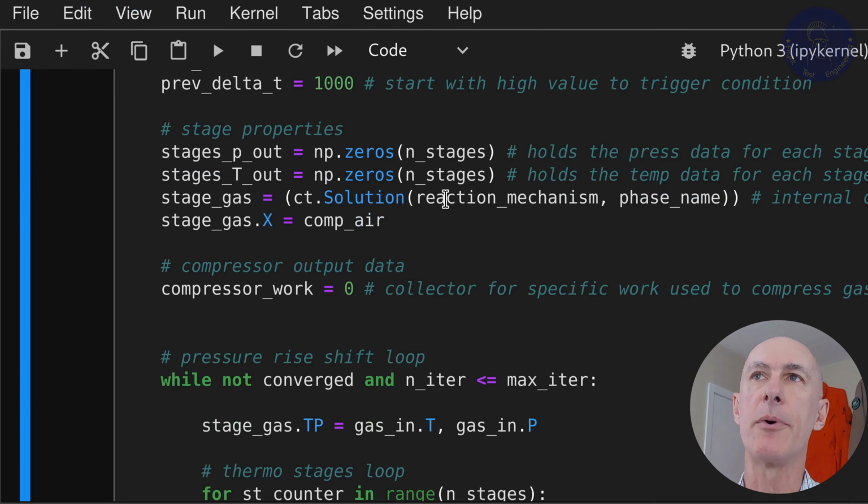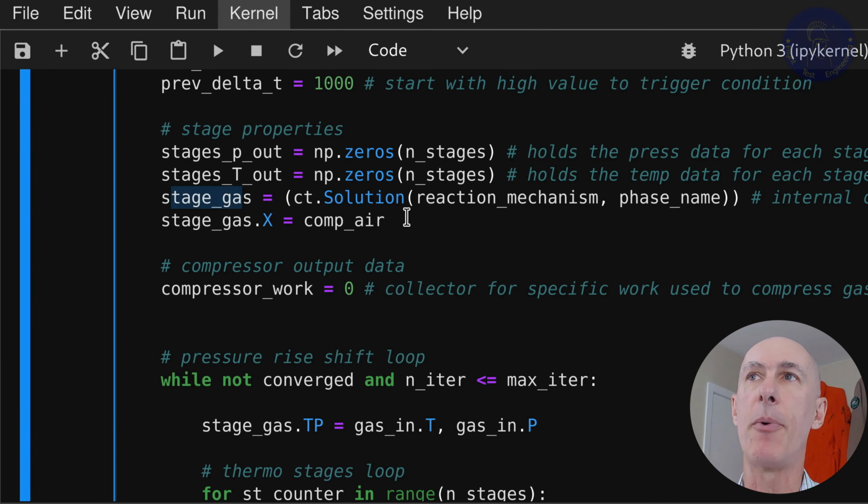For the stage properties, we create two vectors here that will hold the pressures and temperatures for each stage. This will allow us later to calculate the maximum temperature rise and, for example, as well as pass these values back to the plotting function that we had before. We also create an internal gas object that will propagate from stage to stage and set its composition to air initially, because that's what the compressor is going to compress.